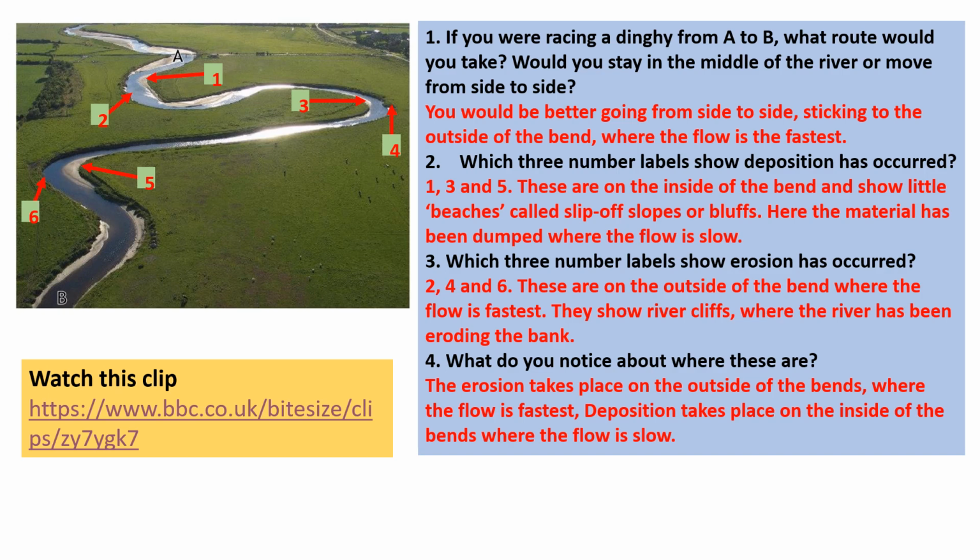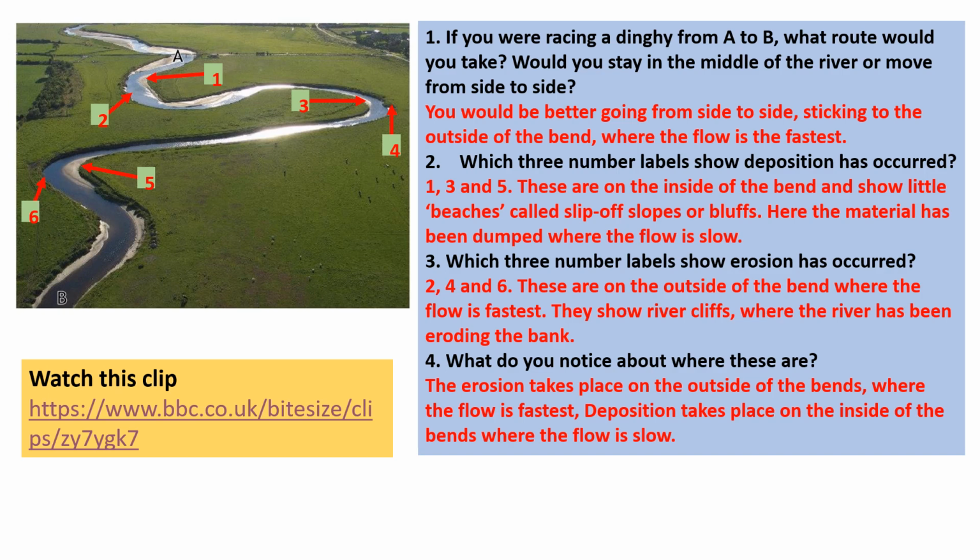What do you notice about where these are? So as I mentioned, you get deposition on the inside of the bend and erosion on the outside of the bend. What's cool about meanders is that it looks like that's how it's always been. But if I could get a camera and do a time lapse over hundreds of thousands, even millions of years, what you'll notice is that this river would look a little bit like a wiggling worm. It waves around and moves.